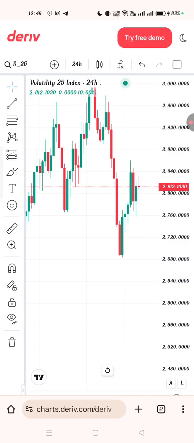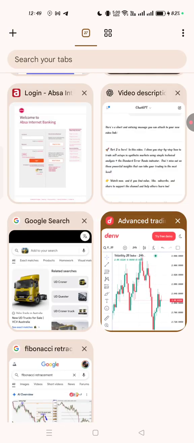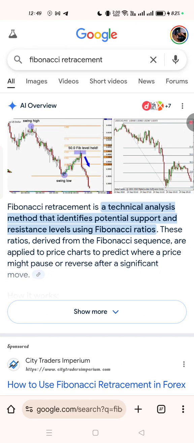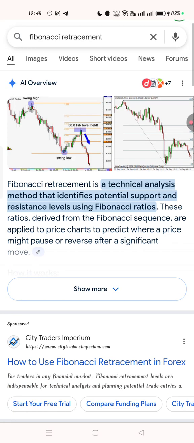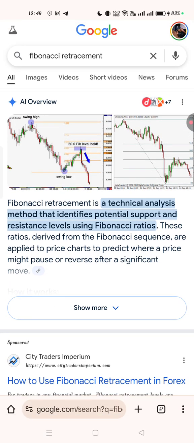First of all, you're going to find what I researched for you and made simple for you guys. We can say the Fibonacci retracement tool is a technical analysis method that identifies potential support and resistance levels. Mark the words potential support and resistance levels.